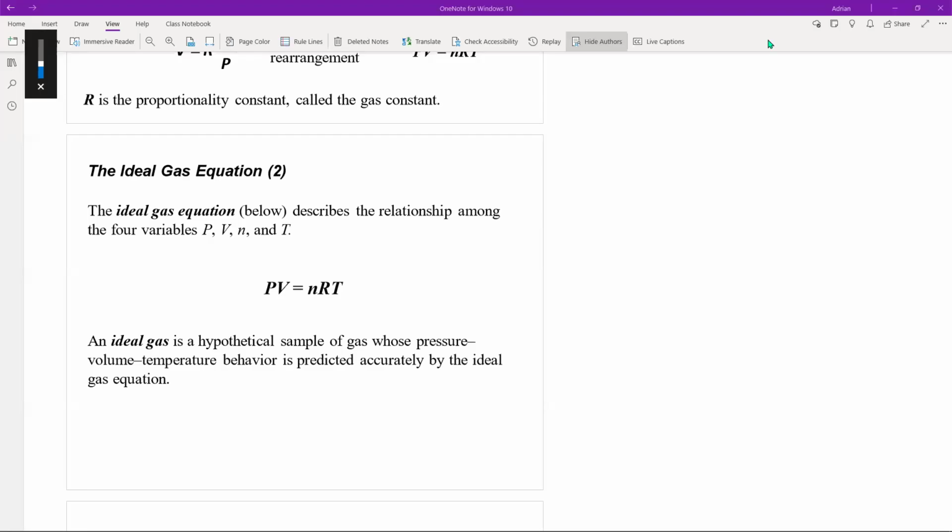All right, so now we're going to take a look, after we've seen several of the other gas laws, just simple ones, and we also saw the combined gas law. Well, now we're going to take a look at something that you can think of as sort of the ultimate relationship when it comes to gases, and that is known as the ideal gas equation.